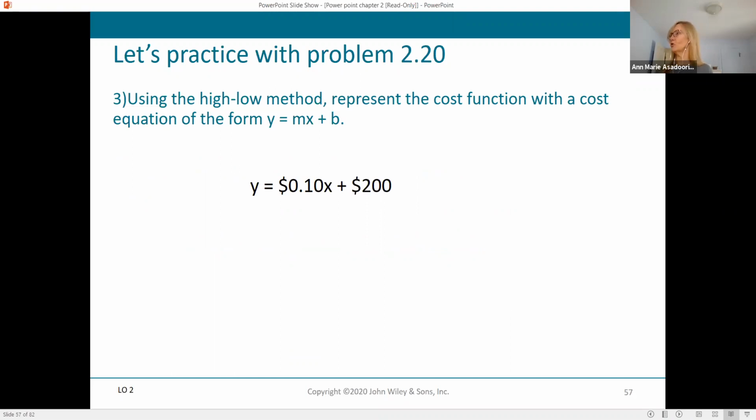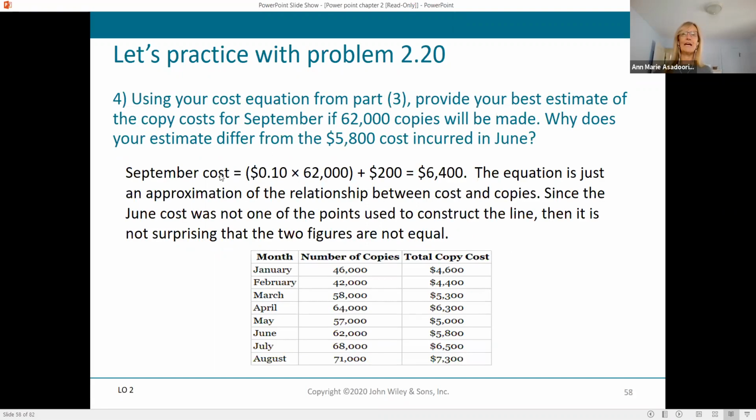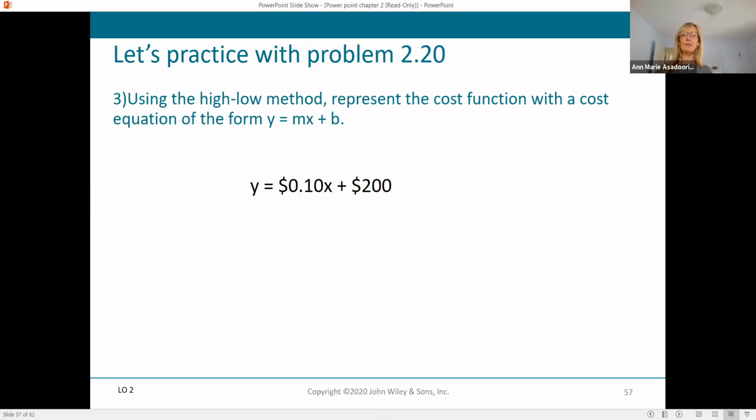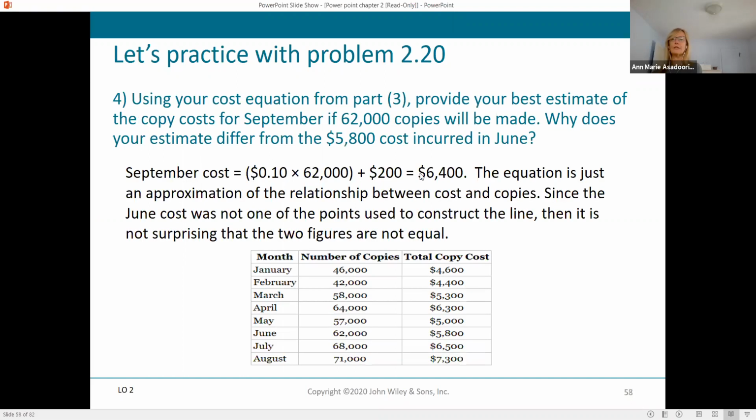So now I can answer that final question, right? If I'm going to be doing 5,800 copies next month, can you predict what the cost is going to look like? And the answer is yes, because it's going to be 10 cents for each one of those 5,800 copies, and then another 200 because the fixed cost is not dependent on volume. So your answer is $6,400. Okay.